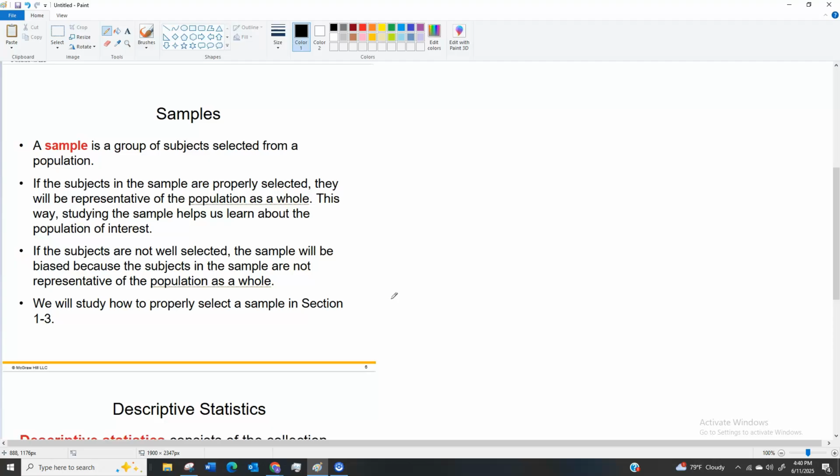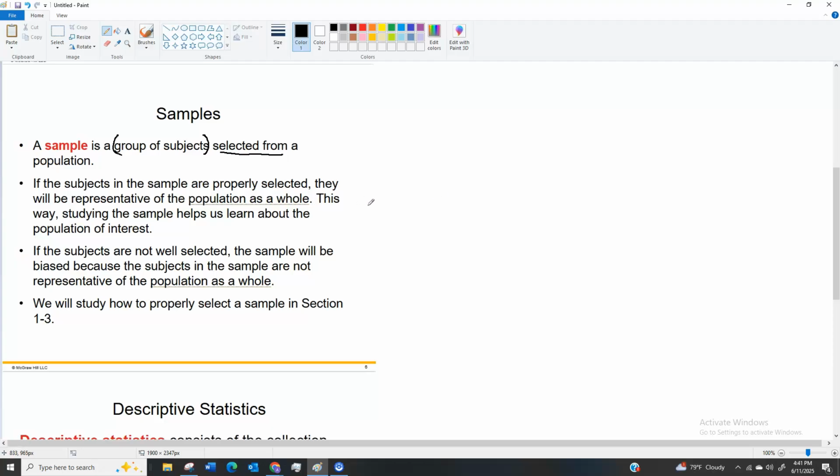A sample is just a group of subjects selected from the population. It's not going to be the entire population. Again, that would be a census, but a sample is a group from within that. If the subjects in the sample are selected properly, we hope they would represent the population as a whole. So let's go back to hair color.